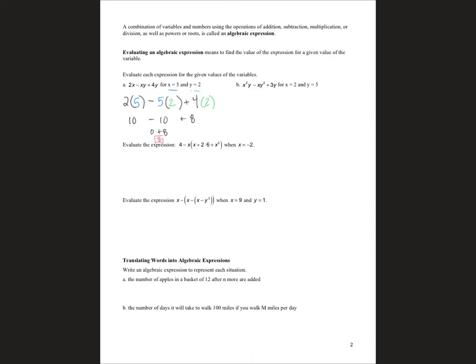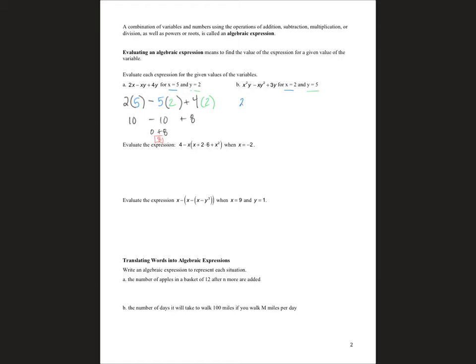Now go ahead and try the next few examples. Again, feel free to stop the video and check your answers. I'm going to go ahead and work through them for you though. So in the next example, I have been given the value of x to be 2, the value of y to be 5, and I'm going to substitute in those values.